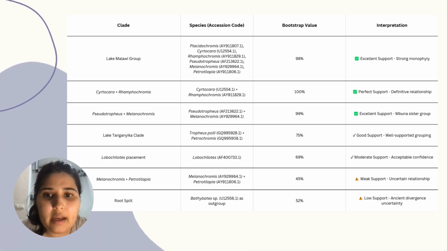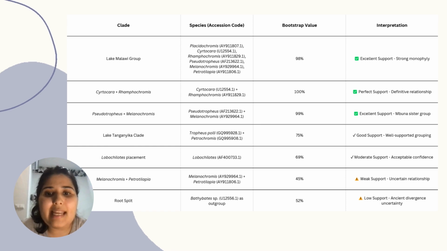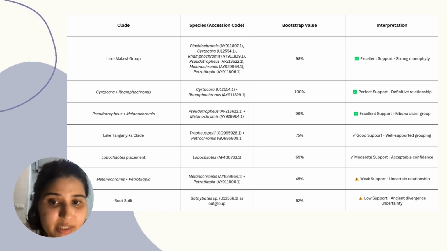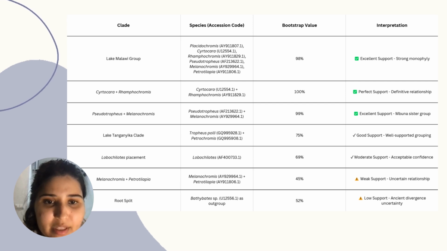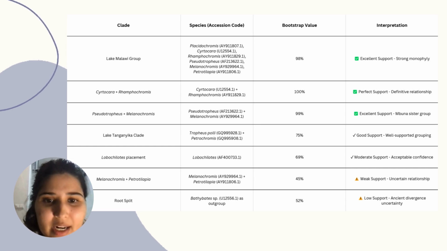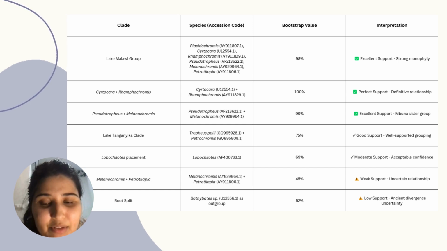Our results: the bootstrap values explain the Lake Malawi group's strong monophyly with 98% support. Let's start with the Lake Malawi group. This large clade encompassing Placidochromis, Cytocara, and others has a 98 bootstrap value. This is excellent support, indicating a strong, definitive relationship among these species, suggesting they all share a recent common ancestor and have undergone a significant adaptive radiation.